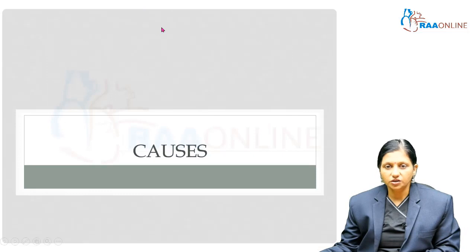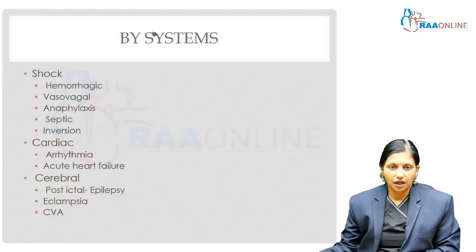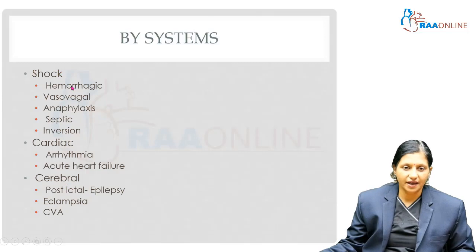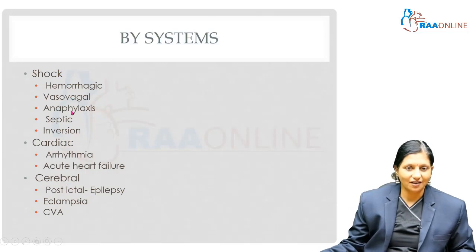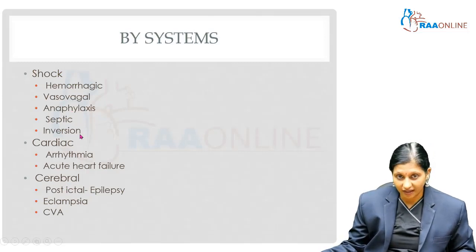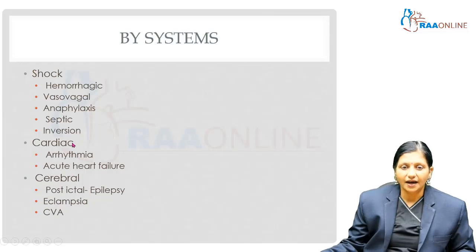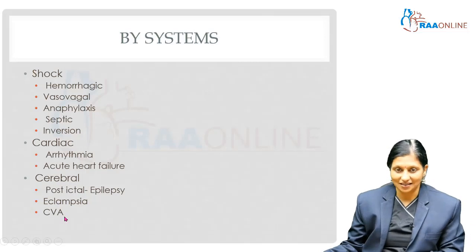So what are the causes of maternal collapse? It can be a shock, it can be a cardiac cause, or it can be a cerebral cause. Among the shocks, it can be hemorrhagic, vasovagal, anaphylactic, septic shock, or a uterine inversion. The cardiac causes of maternal collapse include arrhythmias and acute heart failure, and the cerebral causes of collapse include postictal epilepsy, eclampsia, and cerebrovascular accidents.